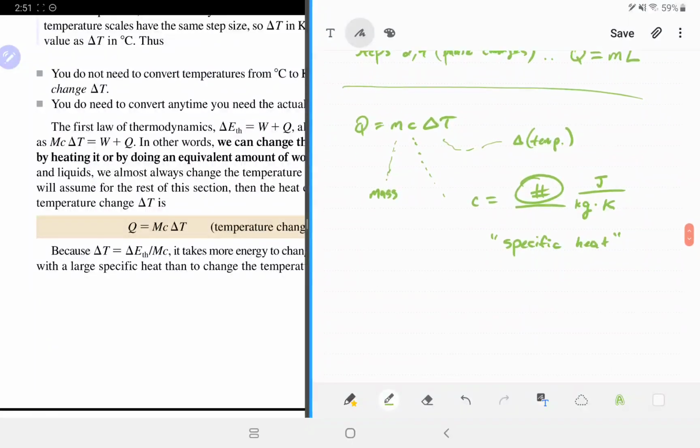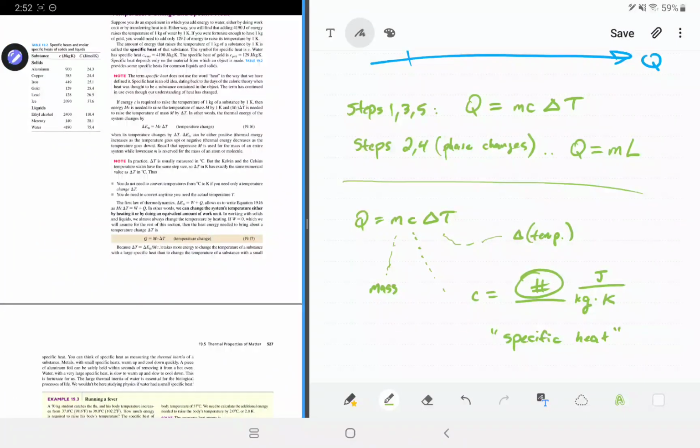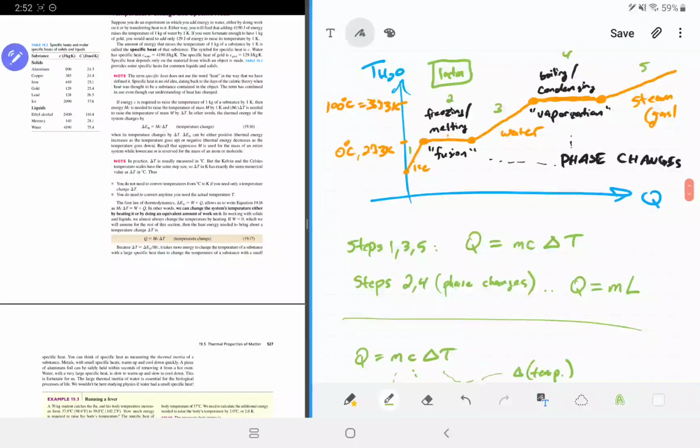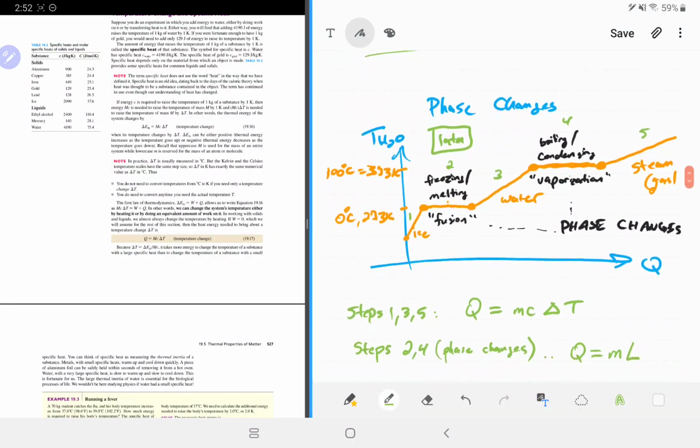Okay, so this constant here, specific heat, it depends not only on what substance you have, like H2O right here, but it also depends on what phase it's in. So notice how the slopes for step 1, step 3, and step 5 don't have to be the same. It doesn't have to take the same amount of energy to heat up ice by 1 Kelvin as it does water by 1 Kelvin or steam by 1 Kelvin.